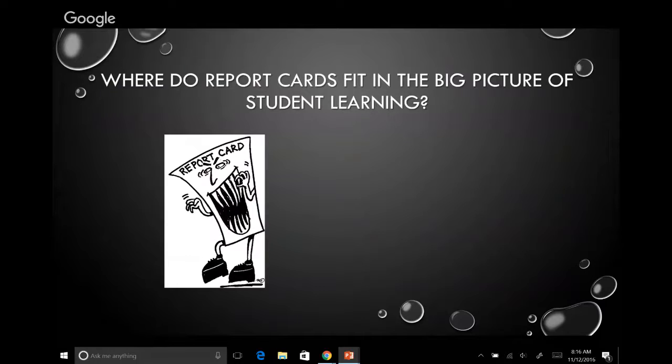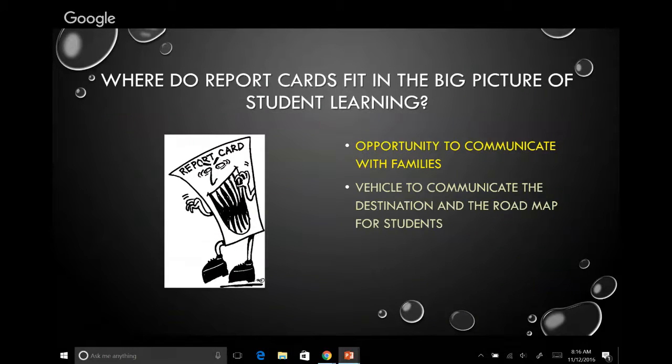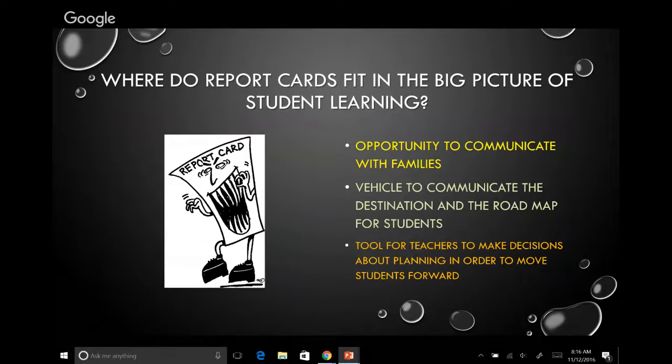So let's start with this: where report cards really do fit in with this big picture of student learning. They offer an opportunity to communicate with your families. It's a vehicle to communicate the destination and the roadmap for your students, so they very clearly understand where they're going and where they've come from. And it offers tools for teachers to make decisions about planning in order to move their students forward. So there's a lot that the report card offers to support that whole notion of student learning.